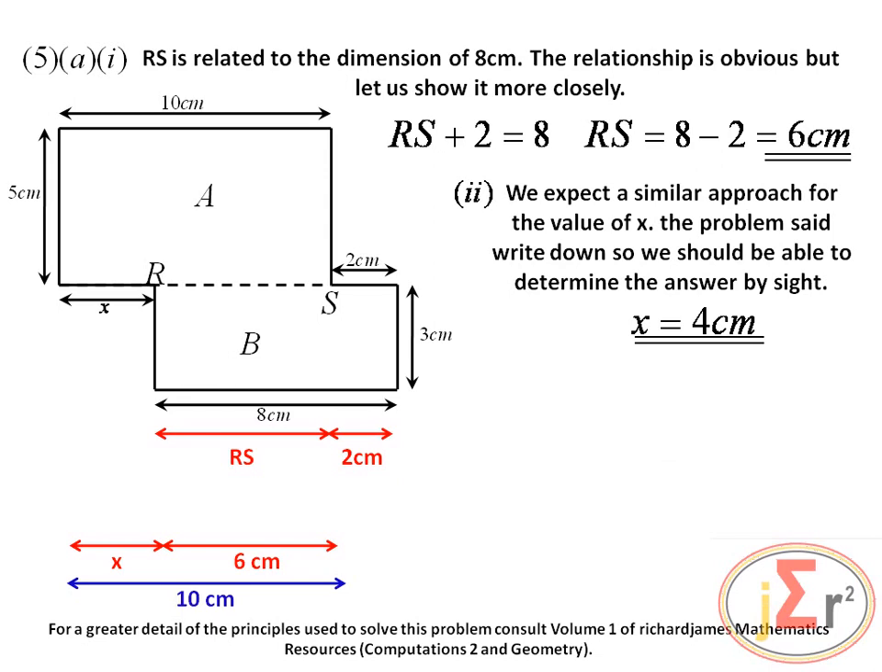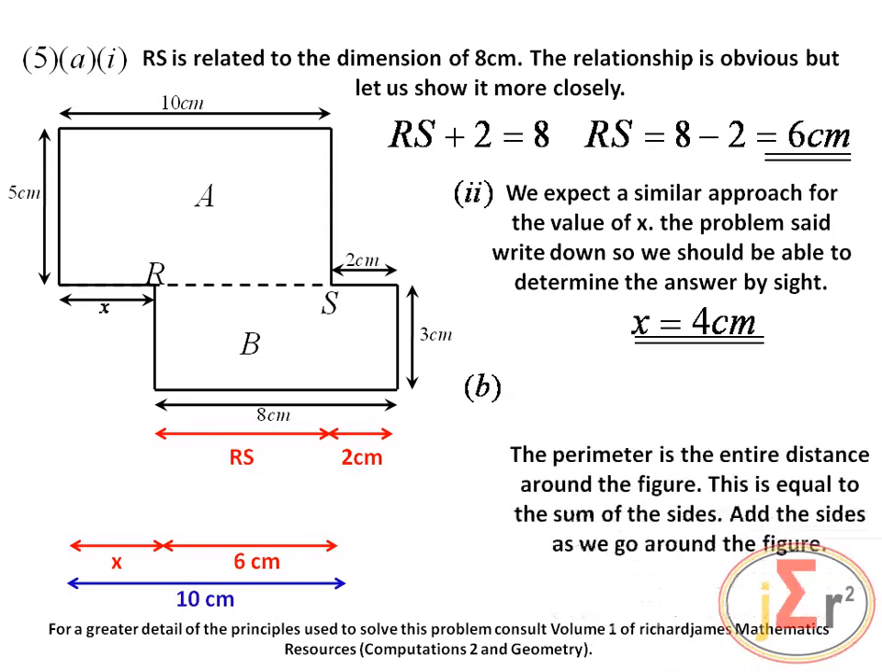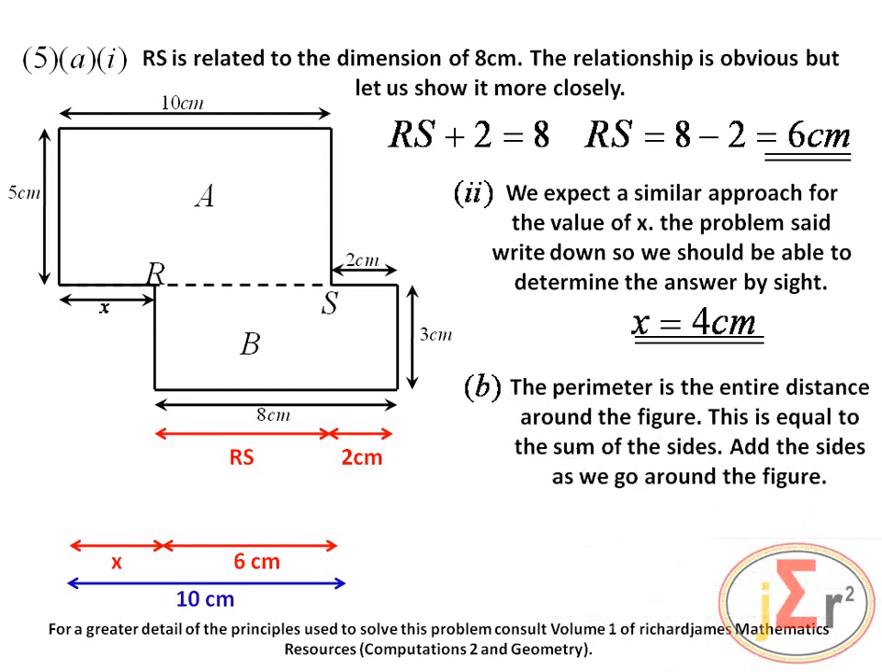Hence, calculate the perimeter of the floor. So let us calculate the perimeter. The perimeter is the entire distance around the figure. This is equal to the sum of the sides. So we will add the sides as we go around the figure. We will be pointing that out in great detail.